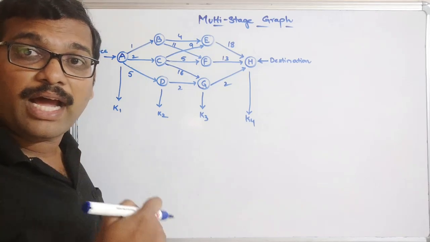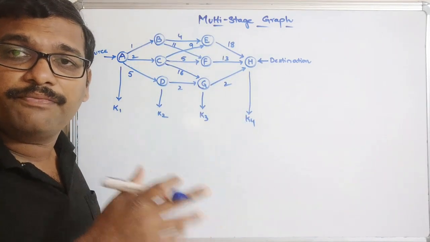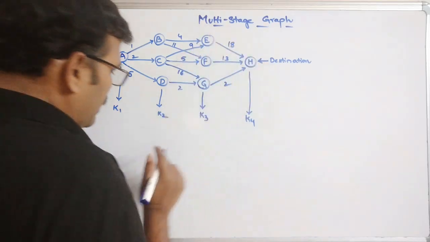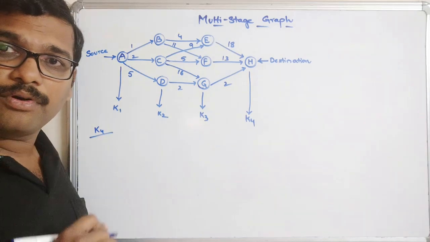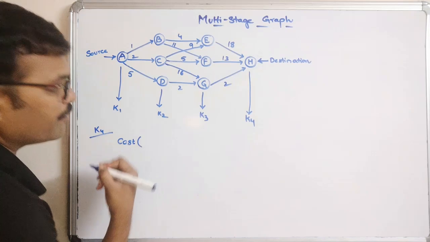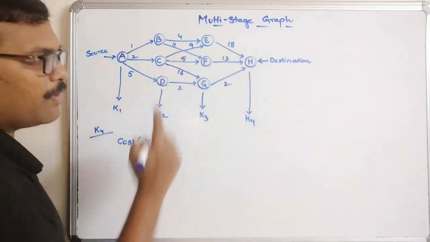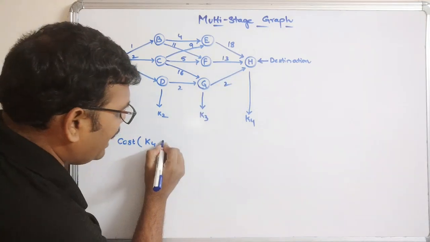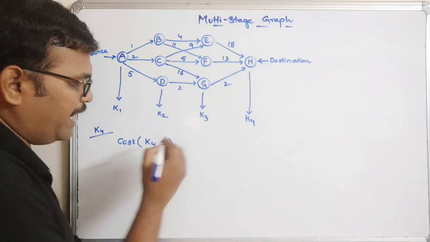So we need to start from the destination if we are going with the forward approach. So let us go with K4, right? So we can call it the cost of K4 comma, what is the vertex, H. We need to find out the cost for K4 to H.